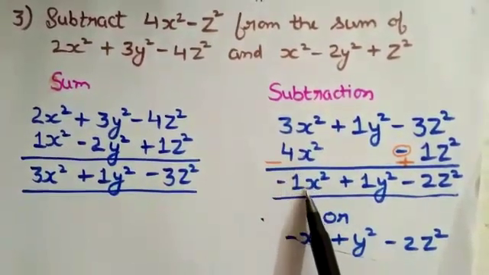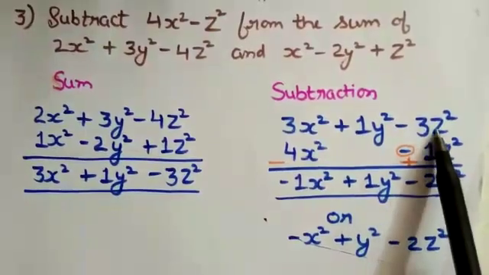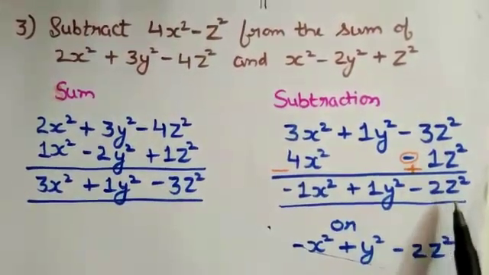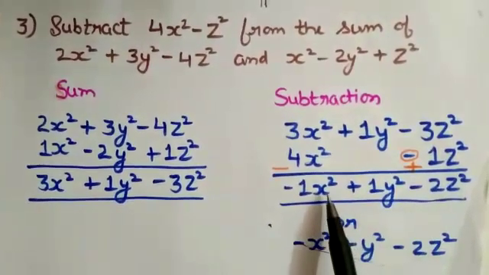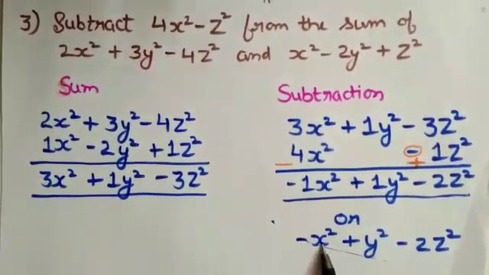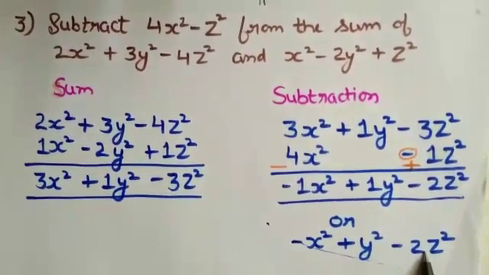3 minus 4, minus 1x square, this will remain the same. Now minus 3 and plus 1 will become minus 2z square. So the answer, which can also be written with minus 1 as only minus, is minus x square plus y square minus 2z square.